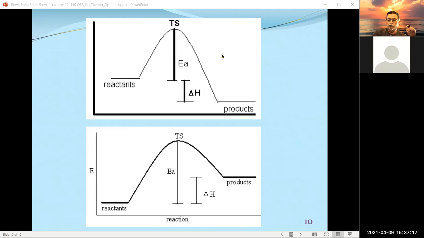All right. So be able to identify these positions, label the reactants, the products, where delta H is, where the energy of activation is, and then by looking at the graph, determine whether it is endothermic or exothermic, and whether delta H will be a positive or a negative value.